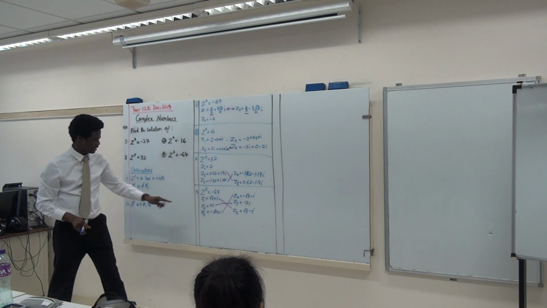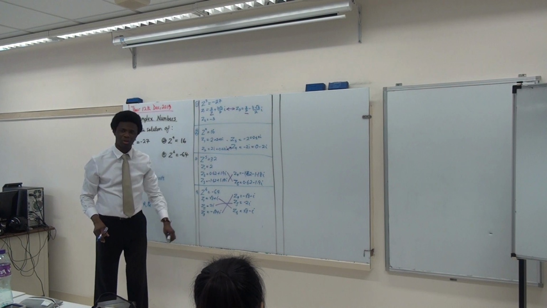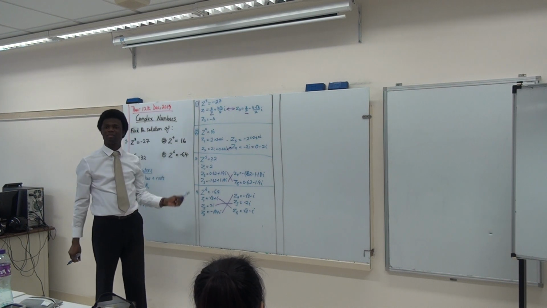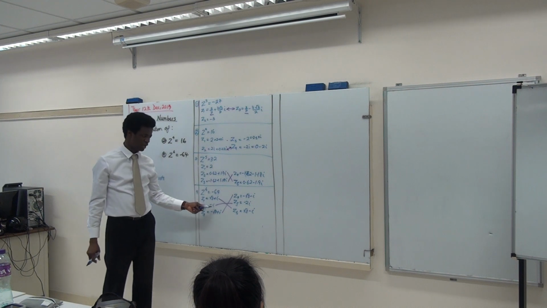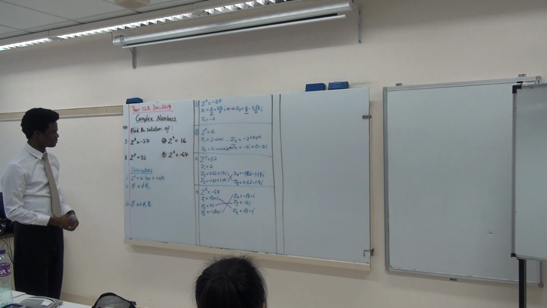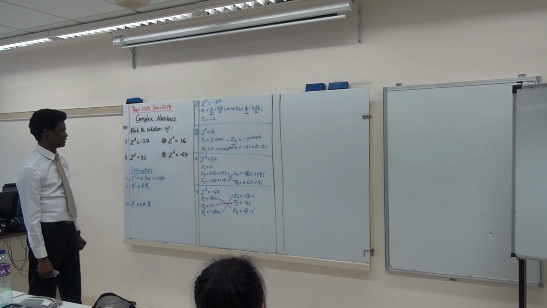Are these conjugate? Yes. Are you sure? Why? Because it's 0 plus, 0. They have the same real part. Then you have 2i and negative 2i. So they are complex conjugates. Okay? So what do we notice here?